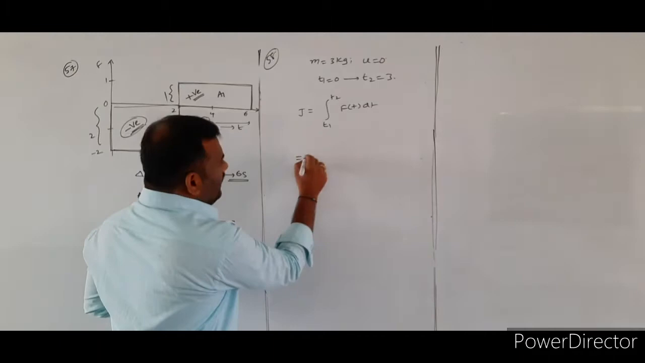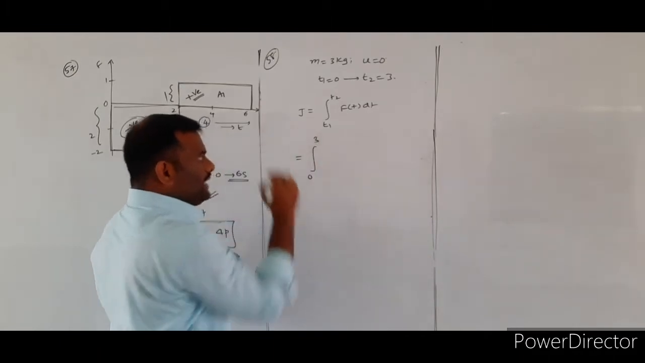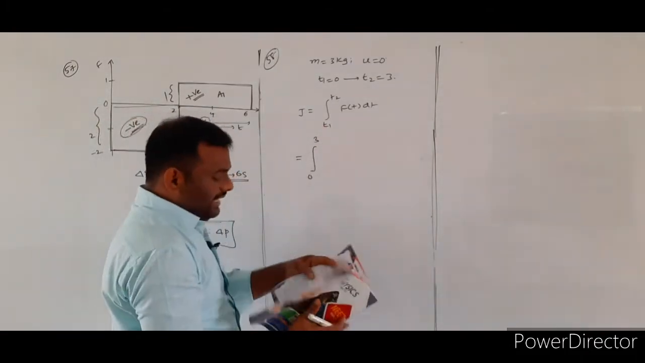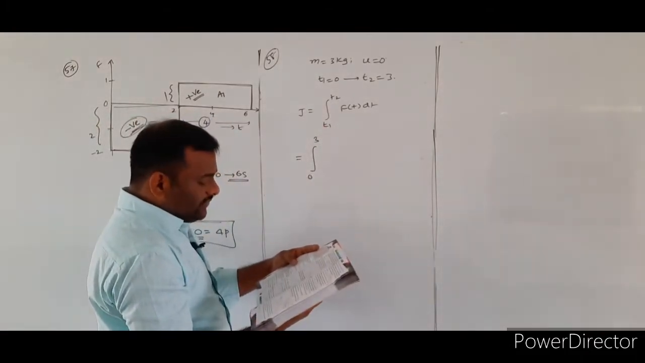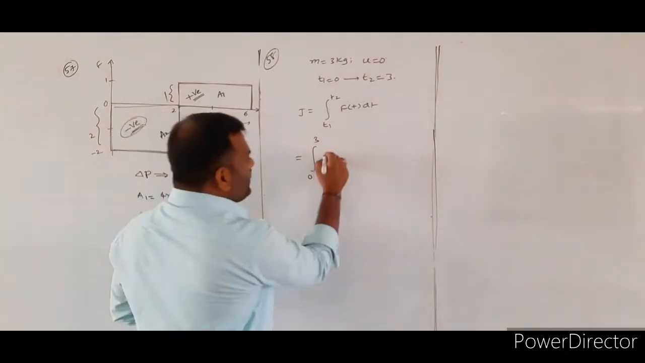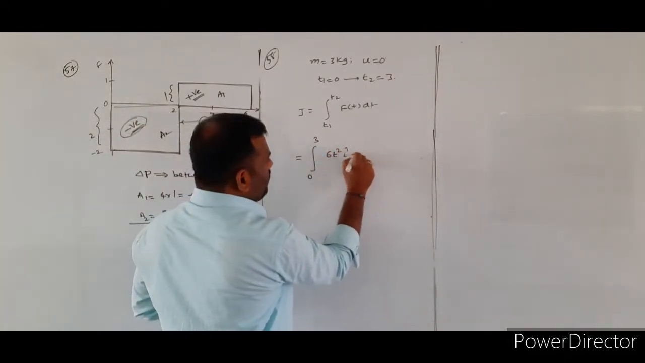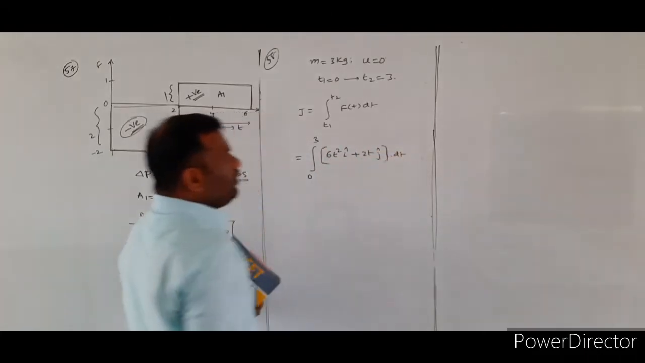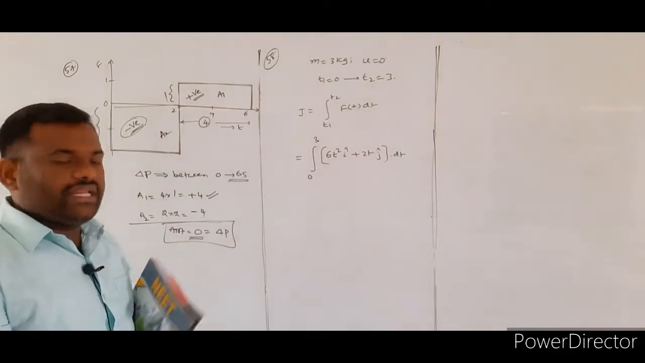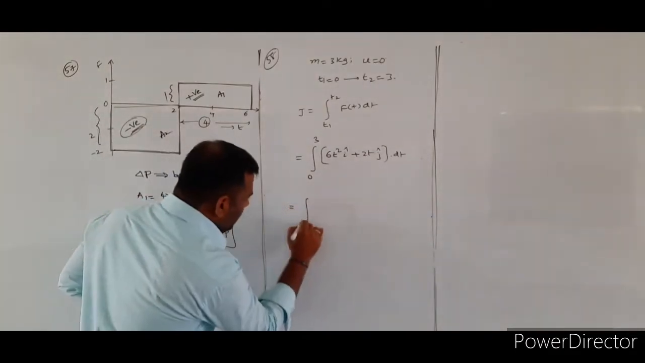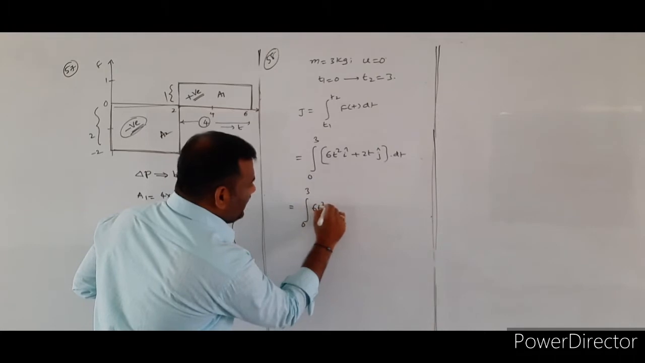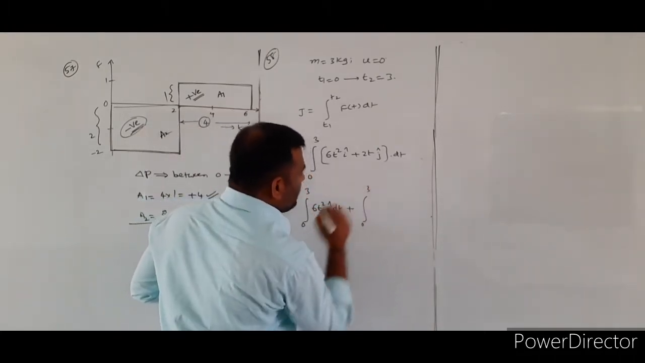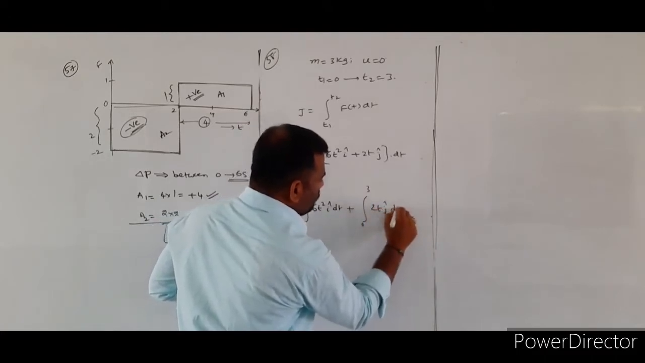Here the force is represented in vector notation, so J = integral from 0 to 3 of f(t) dt, where f(t) is given by 6t² i cap + 2t j cap, into dt. Here we have to do the integration separately: integral from 0 to 3 of 6t² i cap dt plus integral from 0 to 3 of 2t j cap dt.